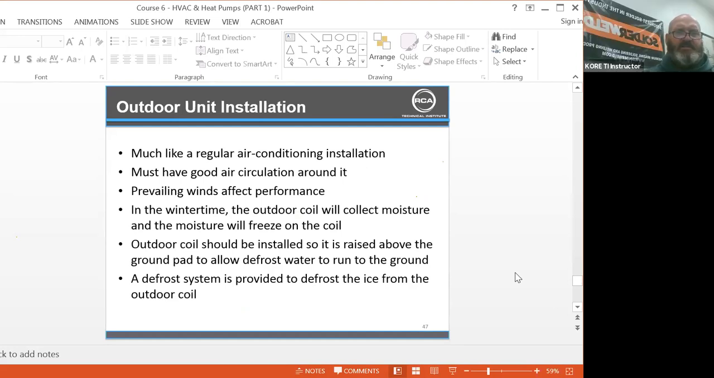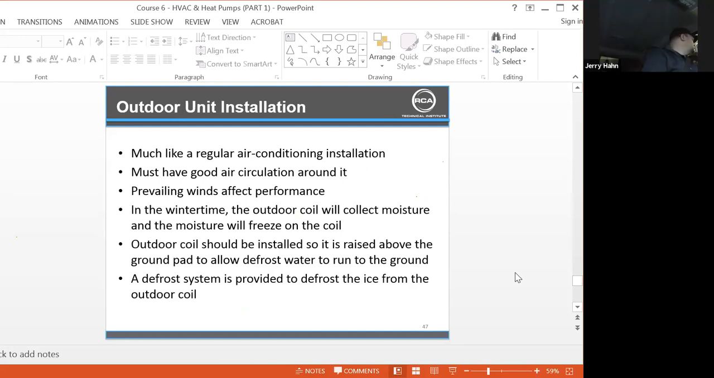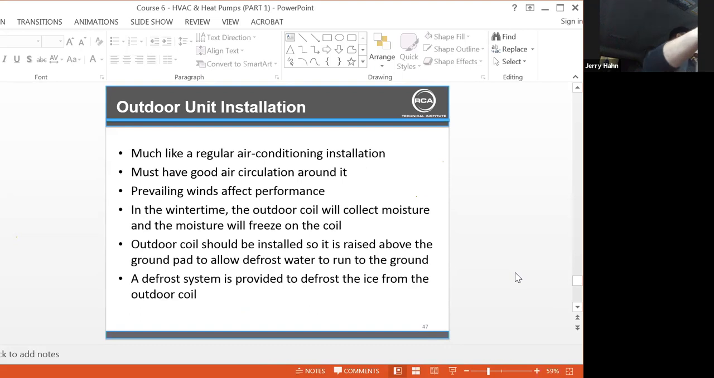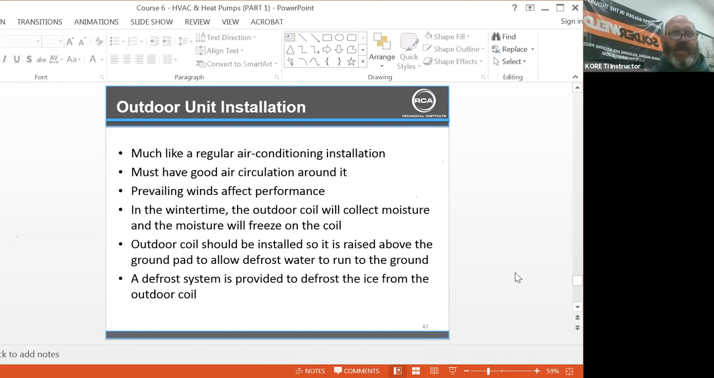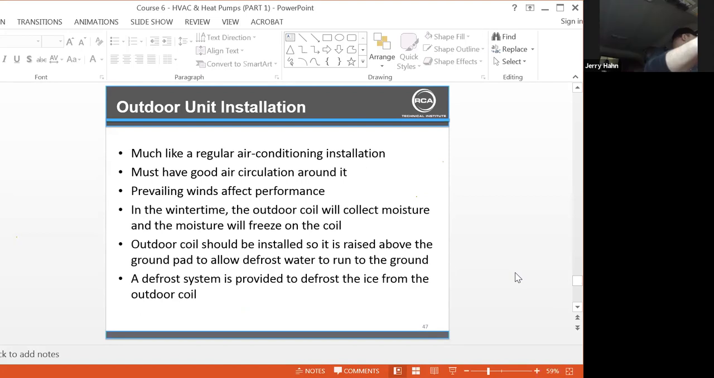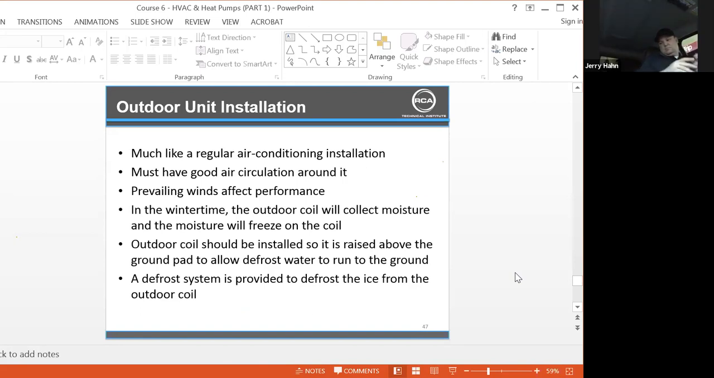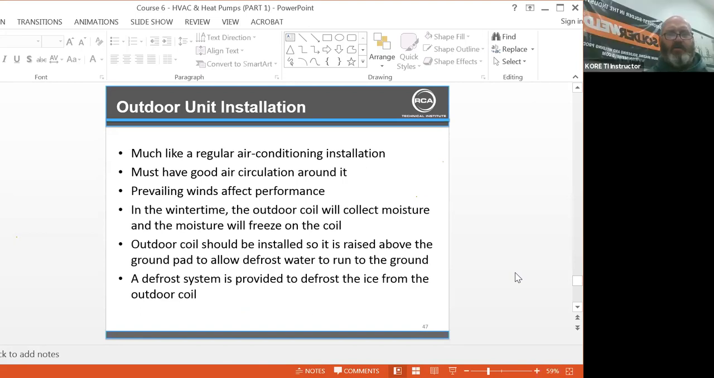Outdoor unit installation, much like a regular air conditioning installation, they must have good air circulation around it. Prevailing winds will affect the performance. In the wintertime, the outdoor coil will collect moisture and will freeze on the coil. An outdoor coil should be installed so that it's raised above the ground to allow defrost water to run to the ground. A defrost system is provided to defrost ice from the outdoor coil.